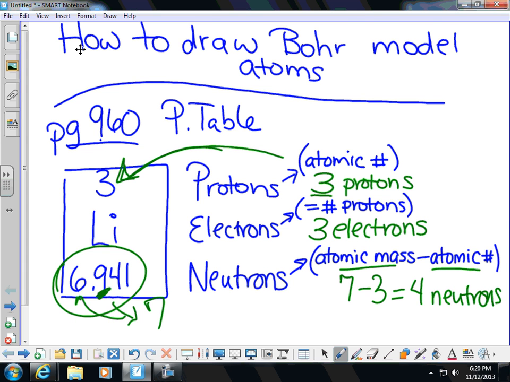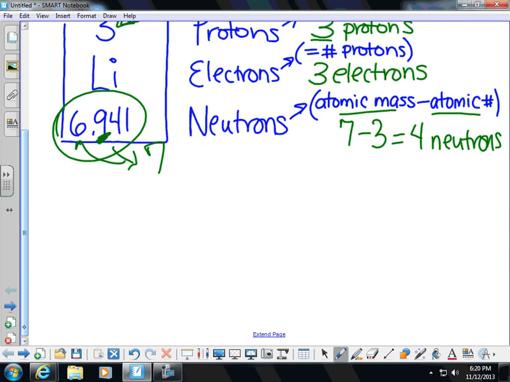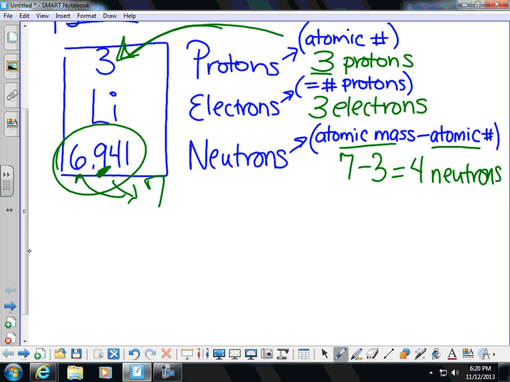Now that we know that, we can draw our Bohr model of the atom. We start off with the nucleus. And inside the nucleus, we have 3 protons. So we're going to write the number 3 and put a plus next to it. We also have neutrons in the nucleus. We have 4 neutrons, so we're going to write the number 4 and put an N next to it.